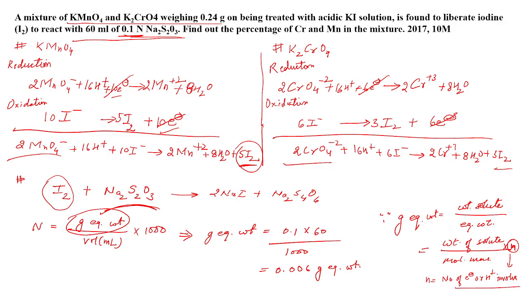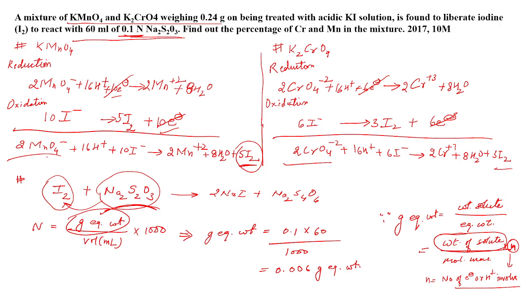Okay, this is the meaning. So from here, using this, we need to find out this amount, the weight of solute. If we are able to find out how much of this is used, we can also calculate how much iodine is there. And once we find out how much iodine is there, we can also calculate the amount of KMnO4 and K2Cr2O7 within the reaction. So how are we going to find this out in this question?